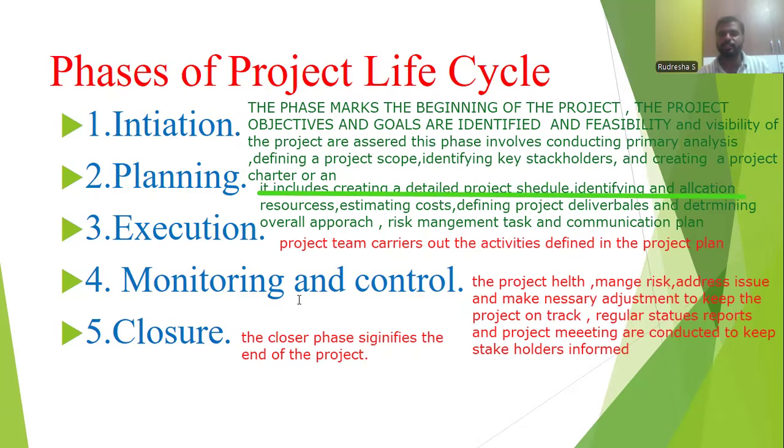Next, execution: the project team carries out the activities defined in the project plan. Monitoring and control: monitor the project health, manage the risk, address issues, and make necessary adjustments to keep the project on track. Regular status reports and project meetings are conducted to keep stakeholders informed. The closure phase signifies the end of the project.